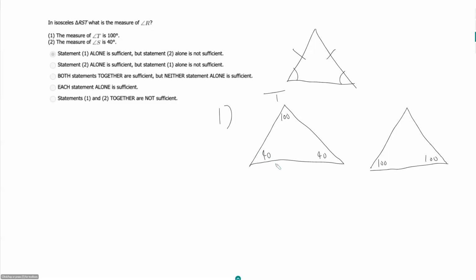Now I don't know if R is this one or this one, but it doesn't matter. Regardless, R is going to be equal to 40 in that scenario. So then what about this one? In this scenario, the triangle is actually not possible, because if I had two 100-degree angles, I'd be over 180. It's not possible to have an angle of -20. So this is my only possible triangle. T has to be the 100 degrees, so R has to be one of these 40 degrees. So this first statement is actually sufficient.